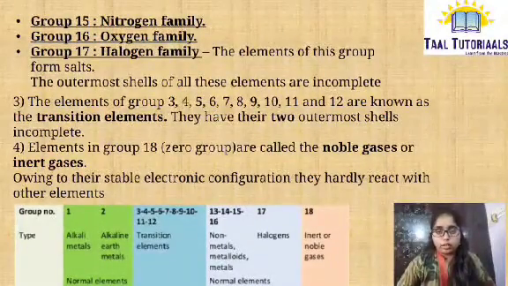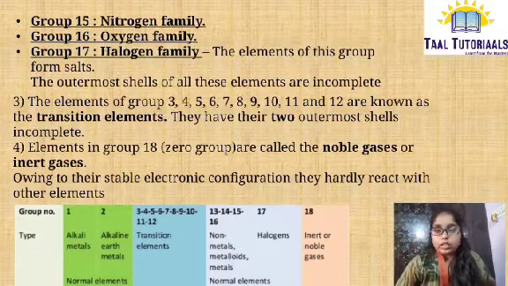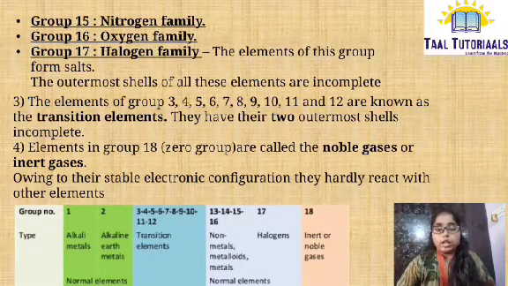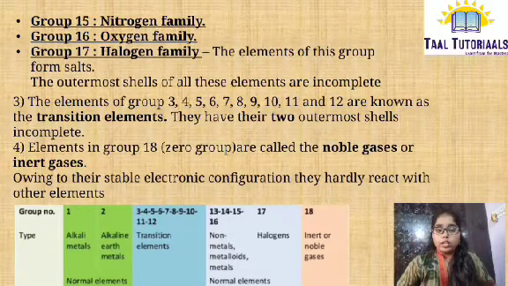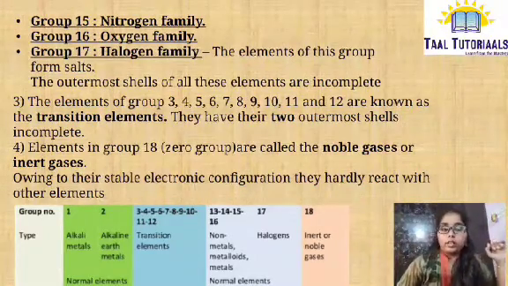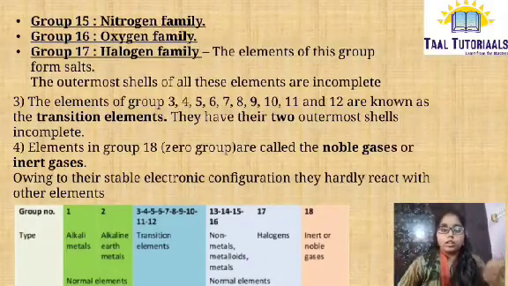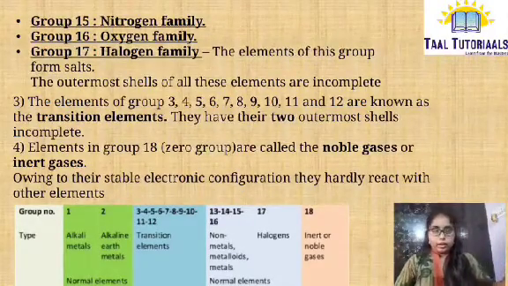In this picture you can see group 1 is alkali metals, group 2 is alkaline earth metals, then 3, 4, 5, 6, 7, 8, 9, 10, 11, 12 is transition elements, then 13, 14, 15, 16 are known as normal elements, including non-metals. They have metalloids and metals also. And then the last, the 18th group, is inert gases or noble gases or zero group gases.